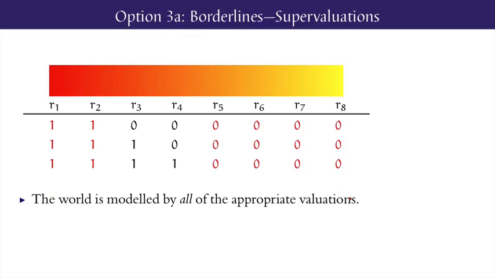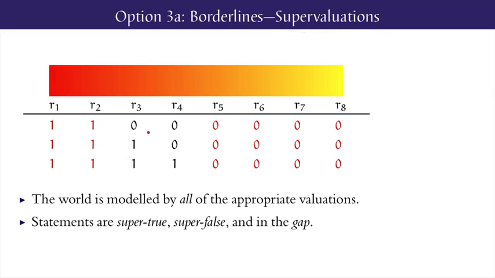The first approach is what's called supervaluations. According to this approach, the collection of all of the appropriate two-valued valuations, here, these 3 rows, together model the world. And we'll call a collection of two-valued valuations a supervaluation. It's a valuation of statements that allows for indecision. The world says R1 and R2 are true, the world says R5, R6, R7, R8 are false, and the world's kind of undecided about R3 and R4.